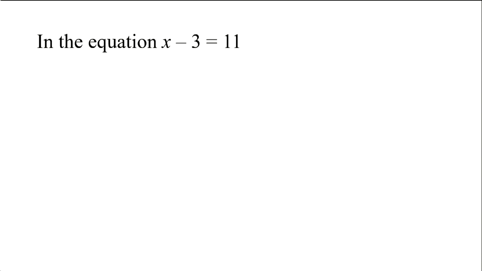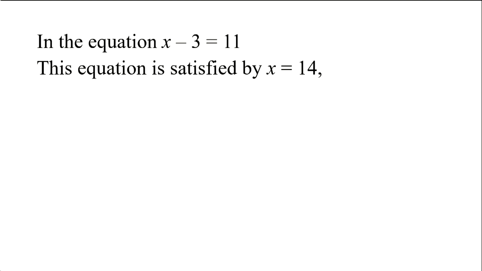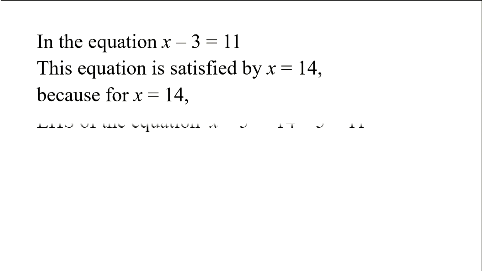In case of the equation x minus 3 is equal to 11, this equation is satisfied by x is equal to 14. How? In the left hand side, x minus 3 is there, then x minus 3 can be written as 14 minus 3. When we substitute x is equal to 14, we get 14 minus 3, which is equal to 11.